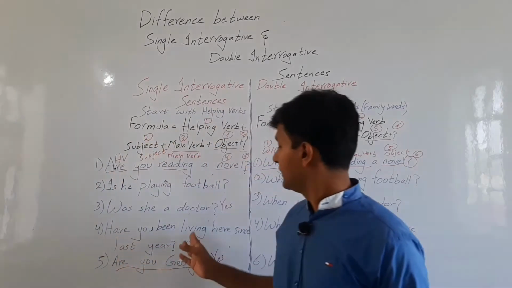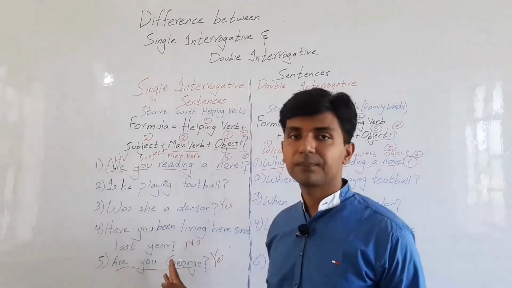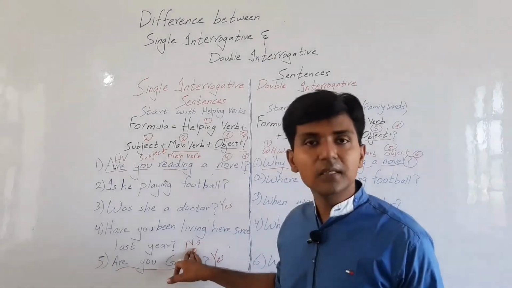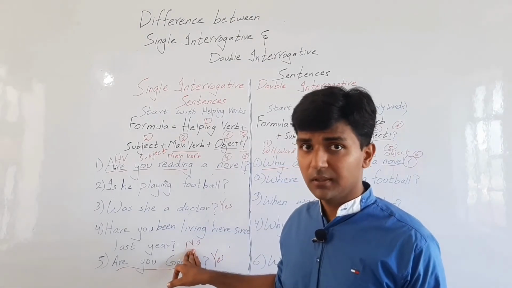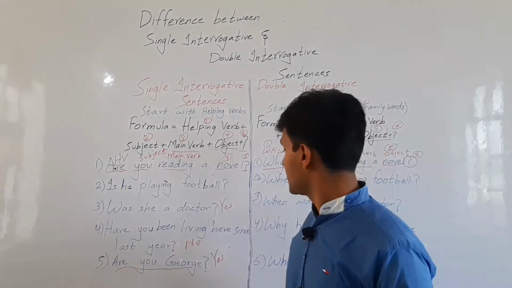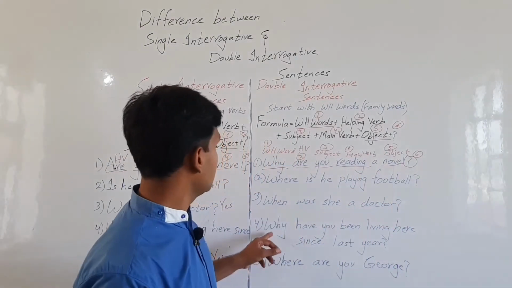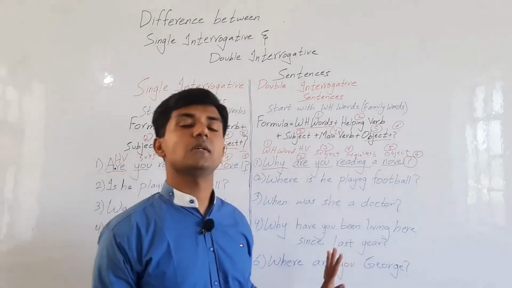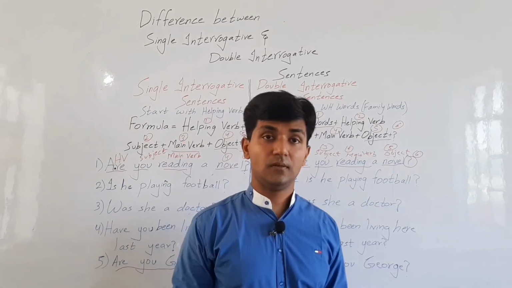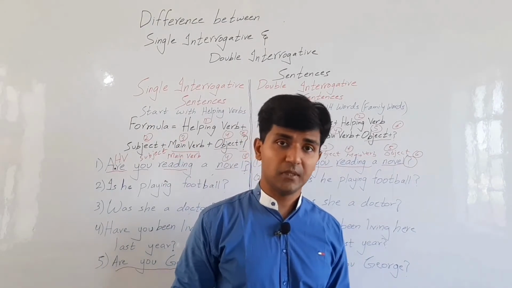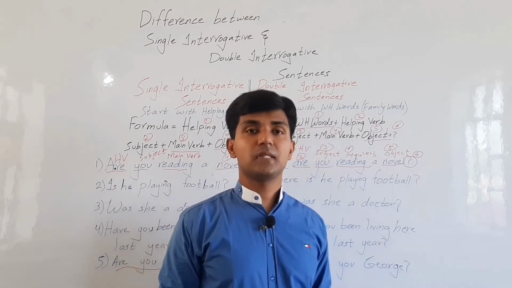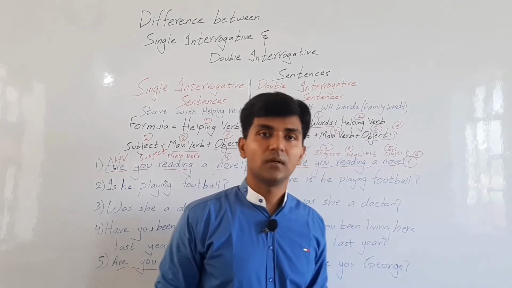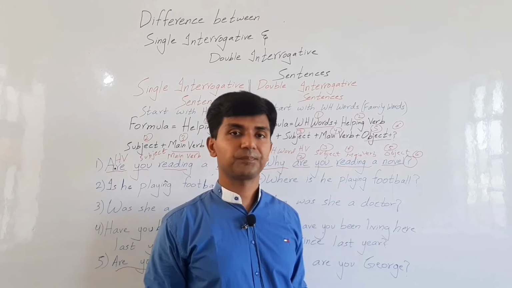Have you been living here since last year? And if he is really not living there, he will say no. And if he is really living here, he will say yes. So then we change it into double interrogative. It will be, why have you been living here since last year? So here I am asking for some reason, and if he is really living there, he will tell me the reason for his living. He will say that I like that place and that place is comfortable for me to live, so he decided to live there.